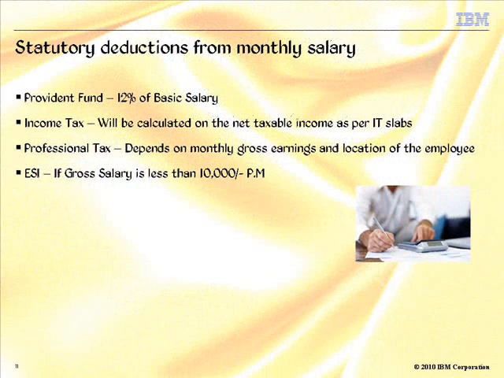We have been talking about the earning component so far. Now, let's take you through some statutory deductions which will be deducted from your salary. 12% of your basic will be deducted towards Provident Fund. Income tax and professional tax will be deducted at the applicable rates. ESI will be deducted from employees whose gross salary is less than 10,000 rupees per month.